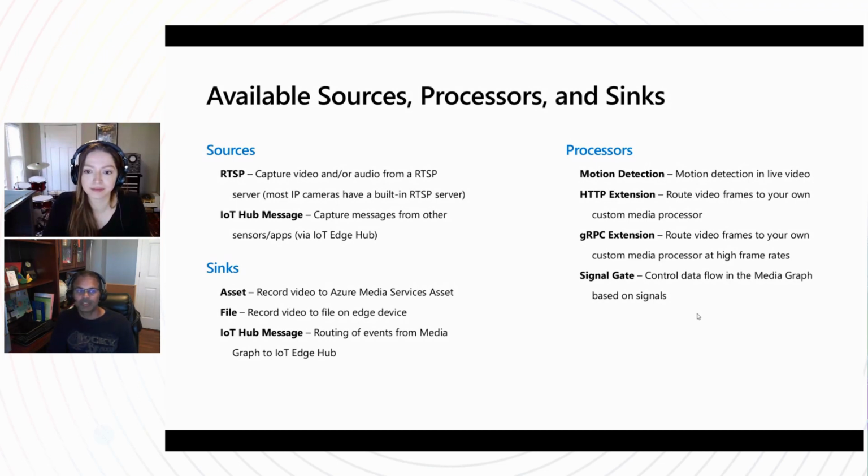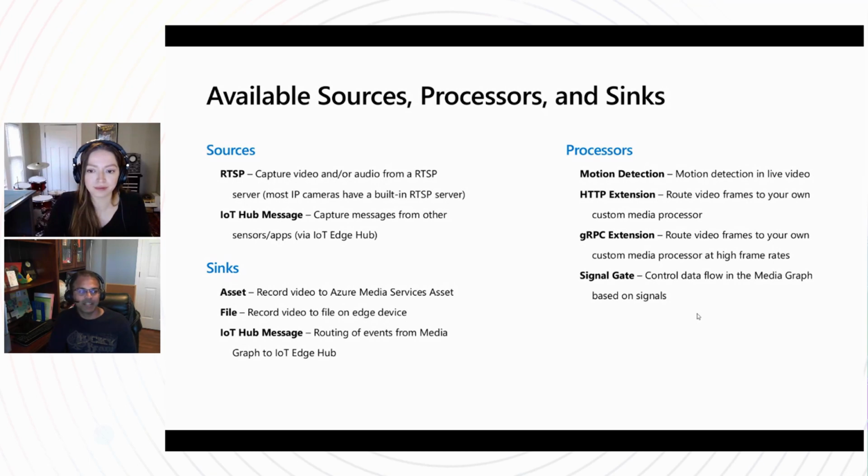The next two processors, which are HTTP and gRPC extension, provide capabilities to bring your own custom media processors and plug into the media graph. So this enables you to route video frames from LVA to your own processor and then return the results back for further routing. Signal gate is yet another processor which enables you to control the data flow in the media graph based on signals which may be arising from AI inferencing or from an external source. And this is where the connection between the IoT Hub message source and signal gate comes into effect.